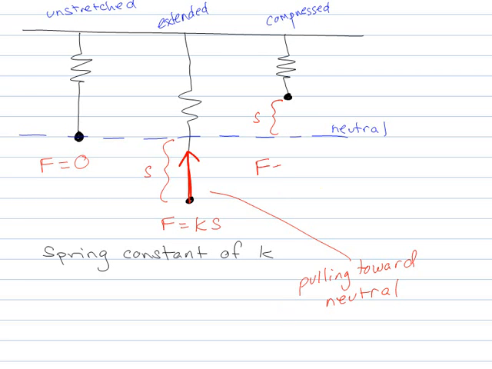Again, the force is the spring constant times the amount of compression or extension. But in this case, we're trying to force it to neutral. So the force in this case would actually be pushing down. The force of the spring in particular would be pointing down. So again, we're pushing toward neutral. Got it?